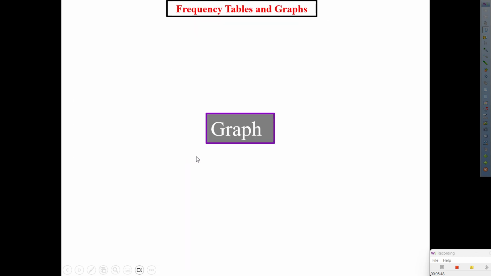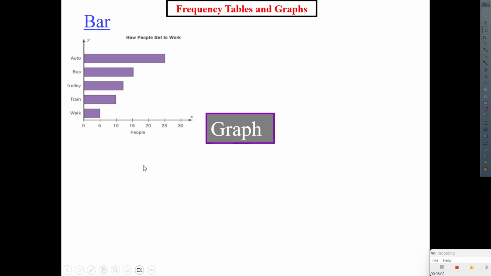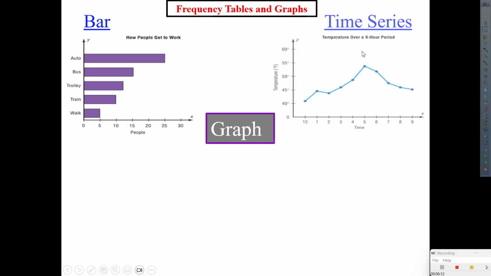All right? So, on your paper, write this right in the center of your paper, please, or at the top towards the center. Write graph. Today, I'm going to introduce 4 more graphs that we're going to be working on. First one is called the bar graph. Sketch that on the top left. It doesn't have to be exact, just so that you know what a bar graph looks like. On the top right, time series. Also sketch that as best you can. Basically, it involves time and some sort of frequency, in this case, temperature.